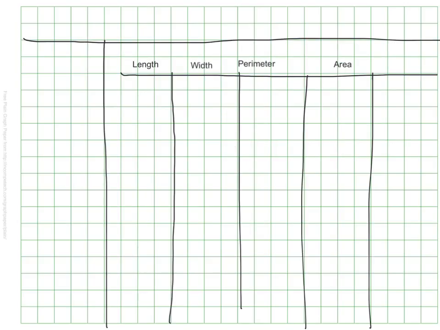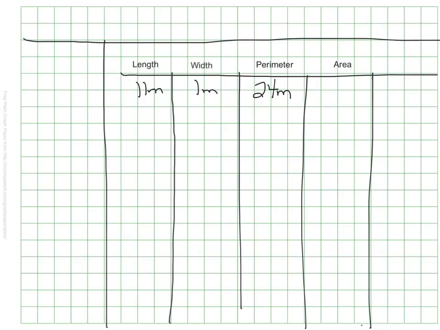So I have a table here with 4 columns: the length, the width, the perimeter, and the area. And I'm going to keep track of all of our options. So the first one that I just gave us on the previous slide was that maybe the length would be 11 meters, the width would be 1 meter, and together that would make the 24 meters that are required.